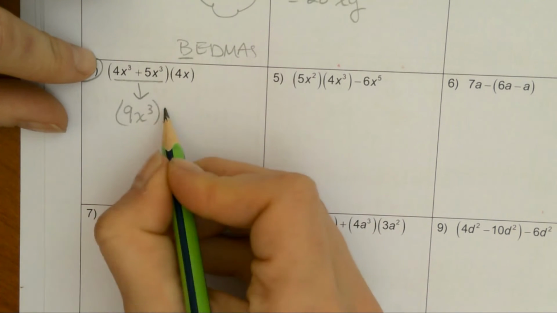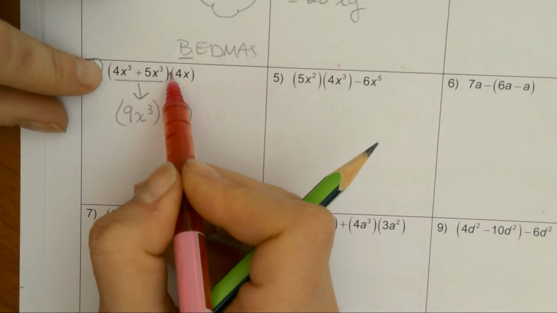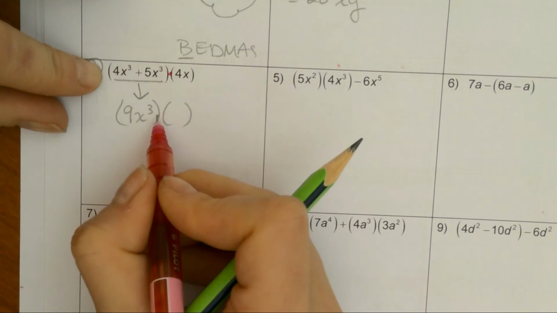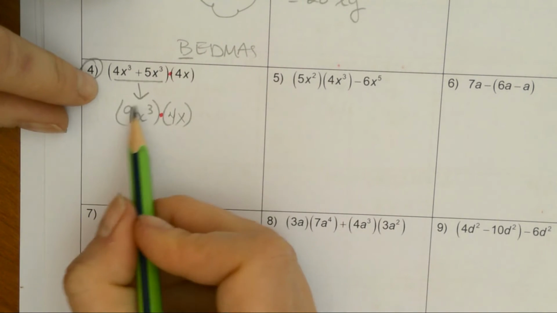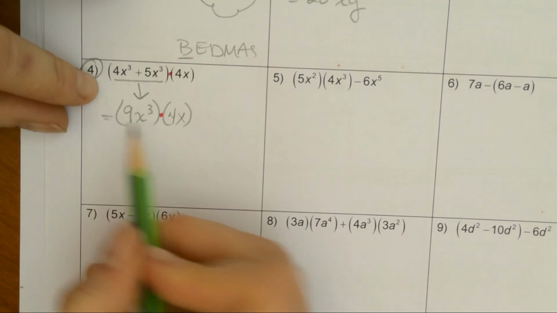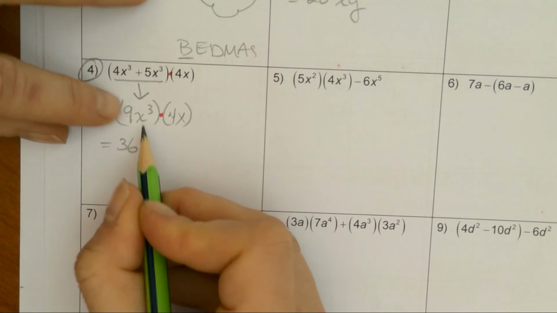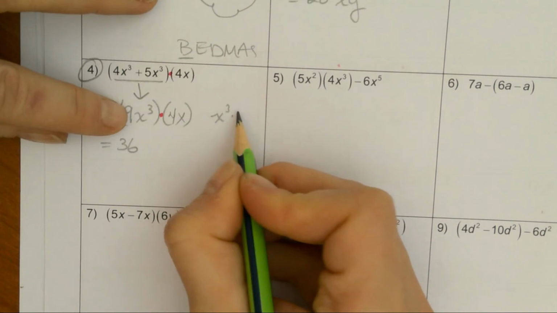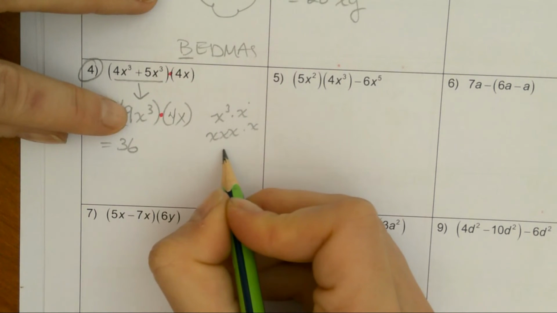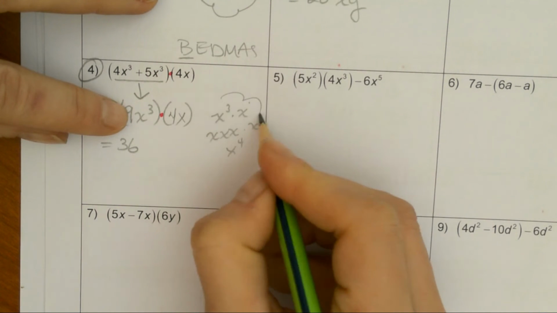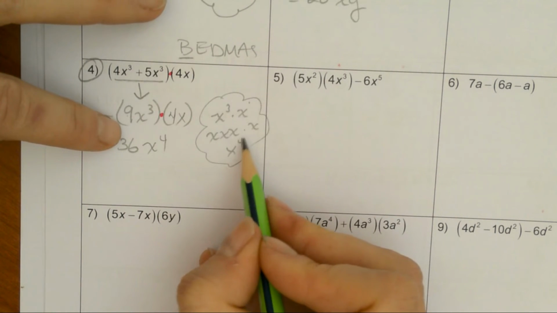Keep the bracket. Because if you look, it's this times this. There's a multiply. When brackets are touching like that, it's a multiply. So I have to multiply this times this. So 9 times 4 is 36. I have 3 x's and 1 x, so really I have 4 x's, so x to the power of 4. When you multiply, you change the exponent.